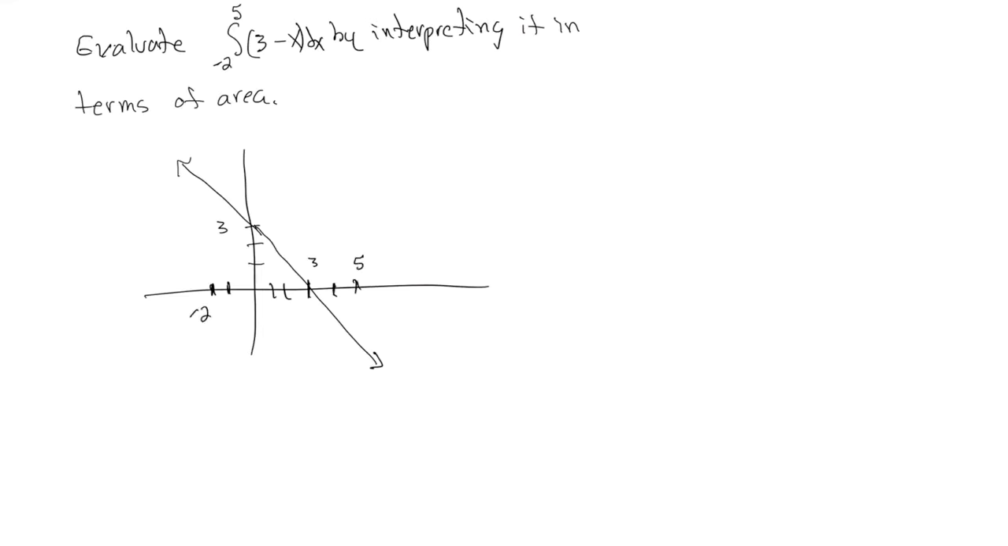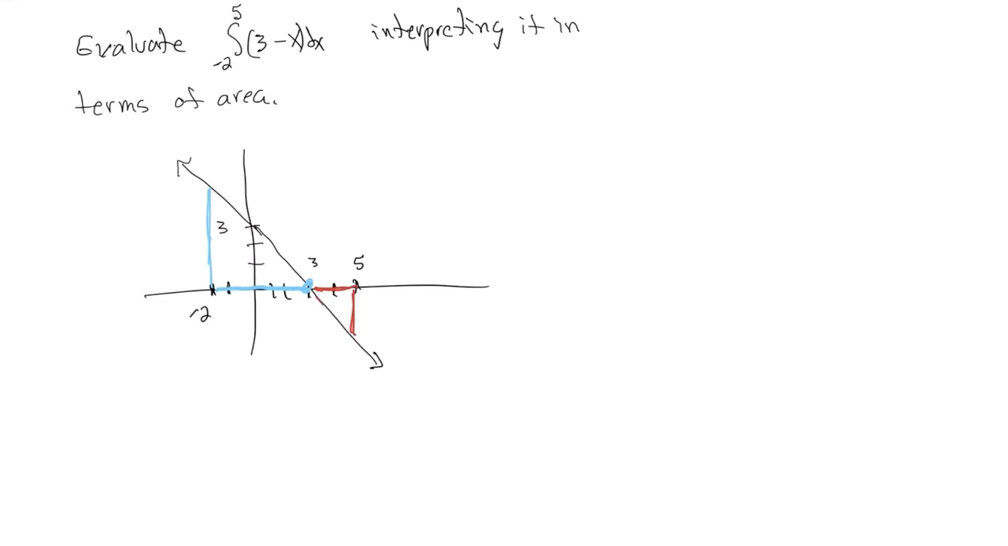So again, in this section, these problems where we're interpreting as area, we're going to have some geometry that we can use. In this case, we basically have 2 triangles. Just like in that last problem, I'm going to go from -2 to 3 and look at the area of that triangle. And then I'm going to go from 3 to 5 and look at the area of that triangle.